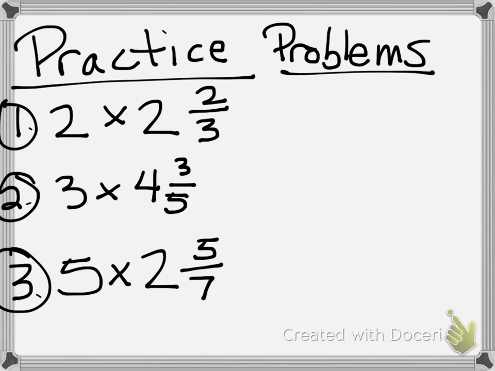And so, students, I have 3 problems for you to try, and bring your work in for me tomorrow. Number 1 is 2 times 2 and 2 thirds. Number 2 is 3 times 4 and 3 fifths. And number 3 is 5 times 2 and 5 sevenths. Choose either strategy and try your best.